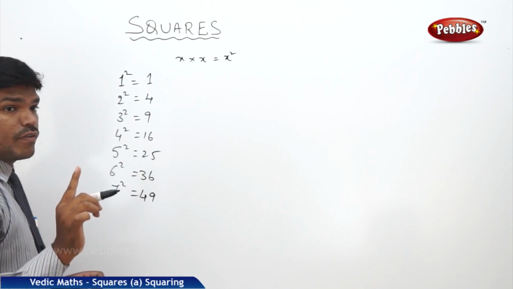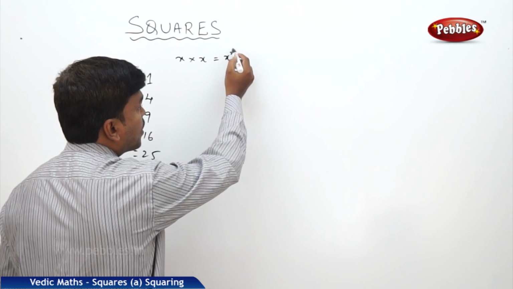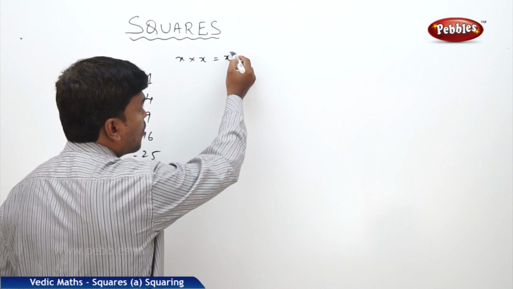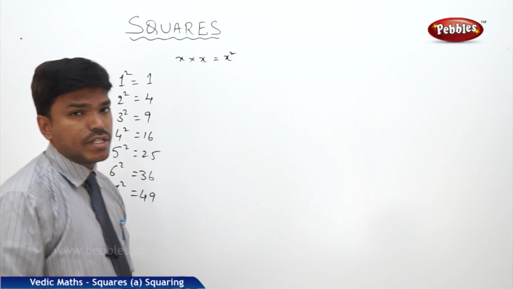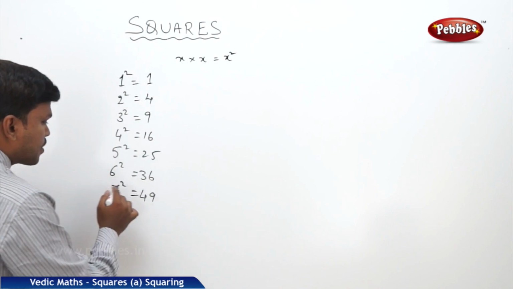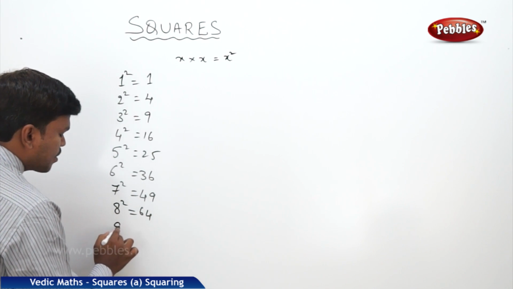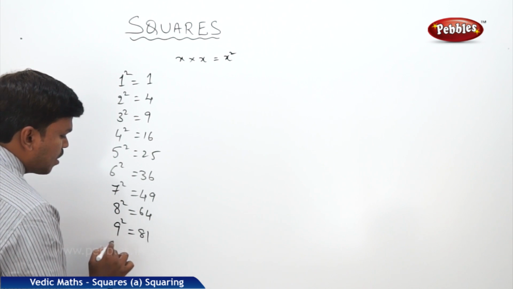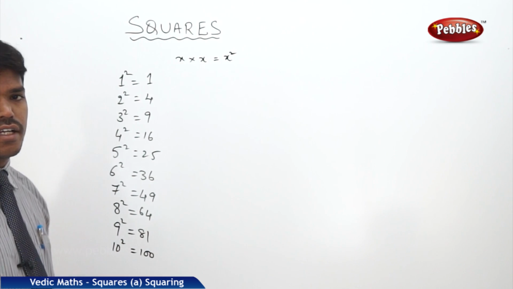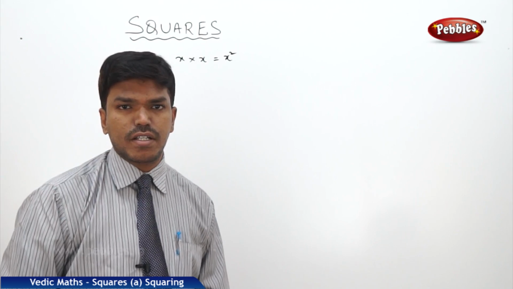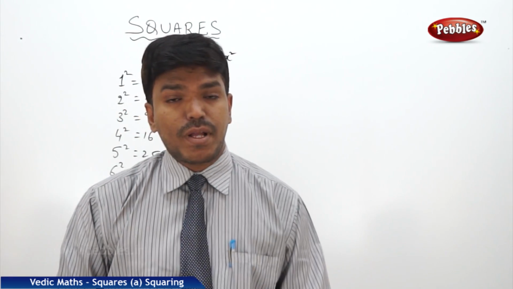And one more thing I want to tell you, the symbol for the square is, we have to put a power 2 on the top of the number, like this. This is the square symbol. Now 7 square, 49. 8 square, 64. 9 square, 81. 10 square, 100. Until here everybody knows squares until 10 squares, but the problem will start from 11 square.